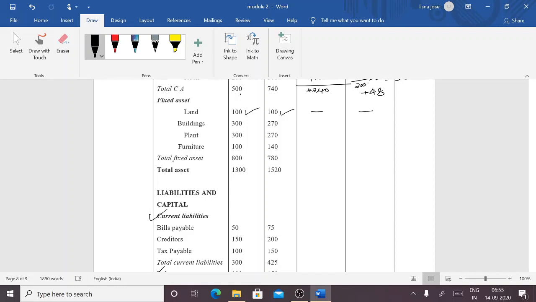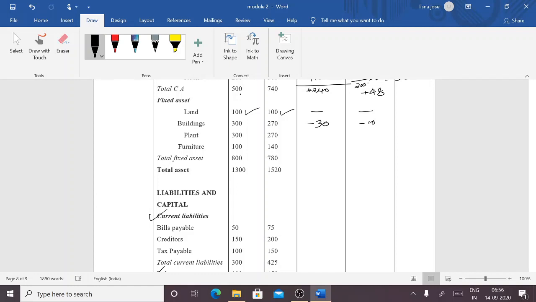It remains static. Then coming to building, it was 300 in 2010, but in 2011 it became 270. That means a decrease of 30 lakh has happened. How can we calculate the percentage? 30 divided by 300 into 100. That means 10 percent is the answer, that is, minus 10 percent.